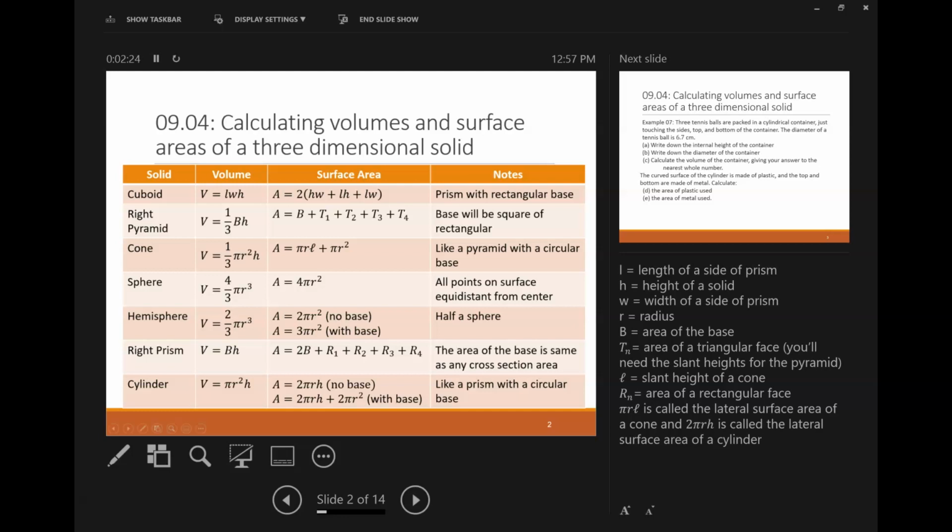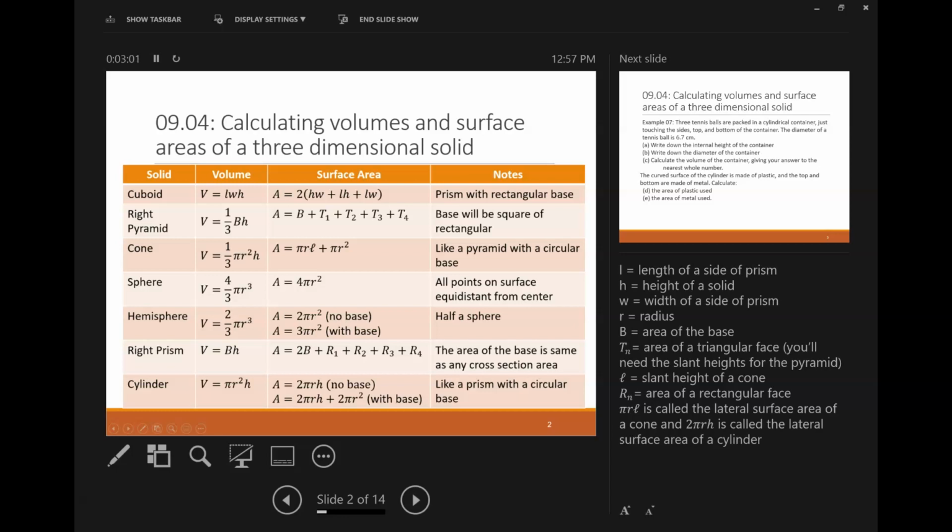A cone, what is R and H? Radius and height, good. Surface area is pi RL plus pi R squared. What does this script L mean? That's the slant height for the cone, right? That diagonal edge of the cone. Sphere, the only variable is R, which is radius, good.